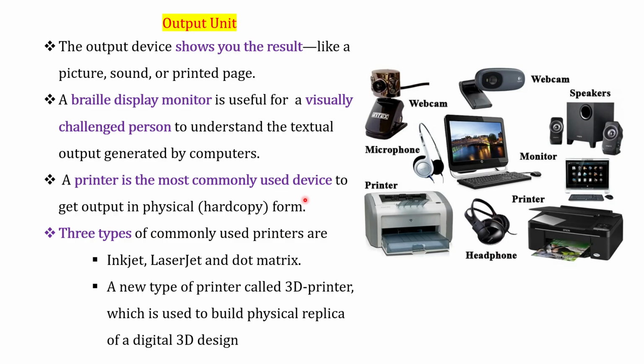Printer is the most commonly used device to get output in hard copy form. There are three types of commonly used printers. They are inkjet printers, laserjet, and dot matrix. Nowadays a new type of printer called a 3D printer is used, which is used to build a physical replica of a digital 3D design. So this is the function of the output unit.